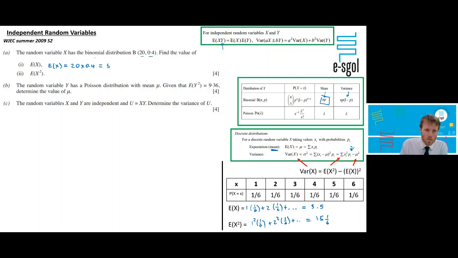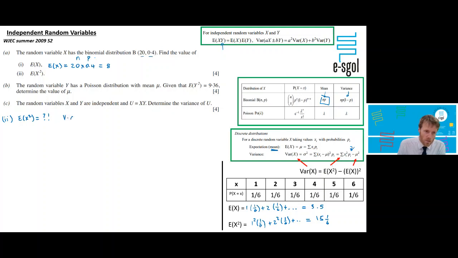That's 8. So I did n times p. Now for E of x squared, I'm going to need a little bit more space, so I'm going to go down here. Because you look at E of x squared and you might think, well, hang on, how am I going to find that? There isn't a formula that lets me do that. We can find the variance, so that's what we're going to do.